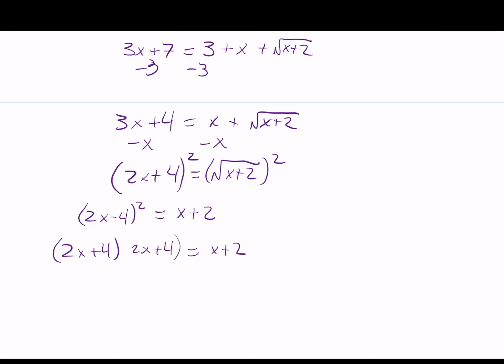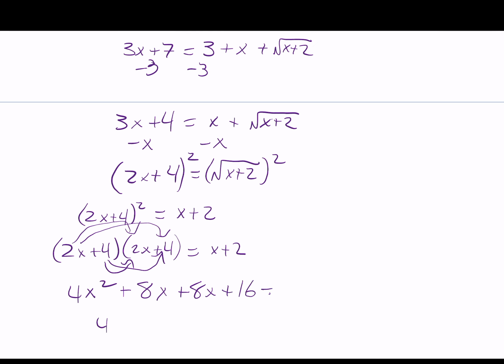2x times 2x gives us 4x squared. 2x times 4 gives us plus 8x. 4 times 2x gives us plus 8x. And 4 times 4 gives us plus 16. So 4x squared is equal to x plus 2.